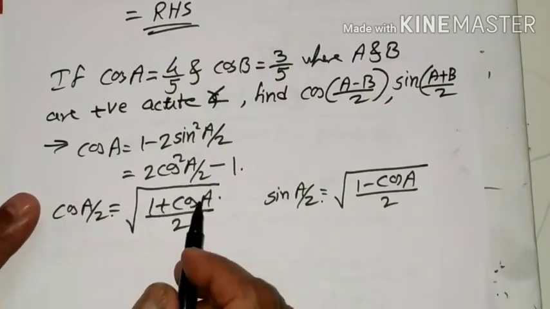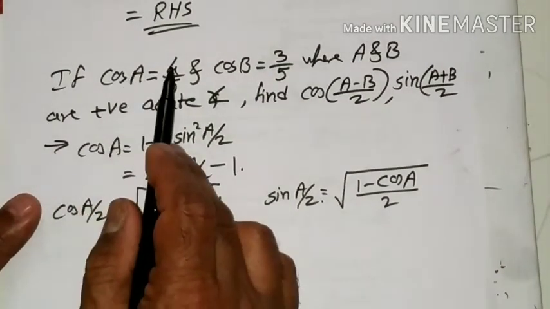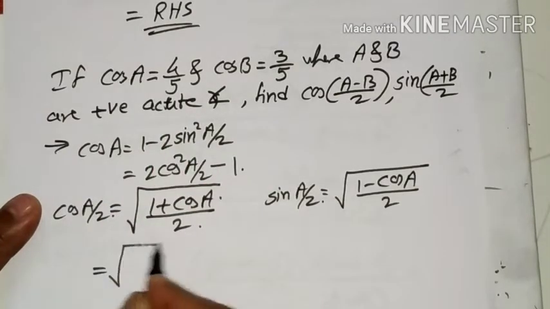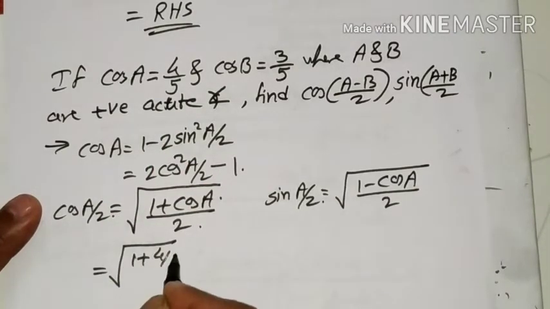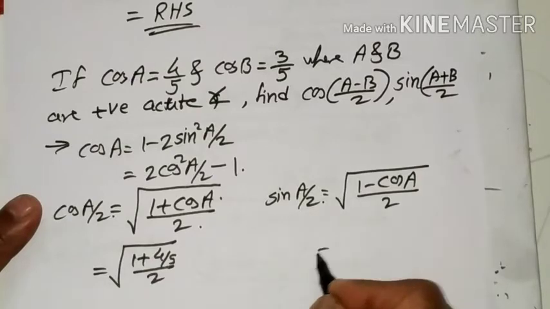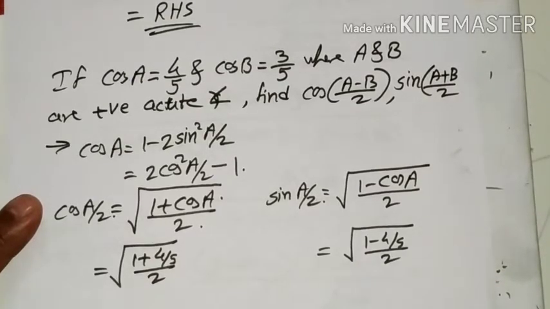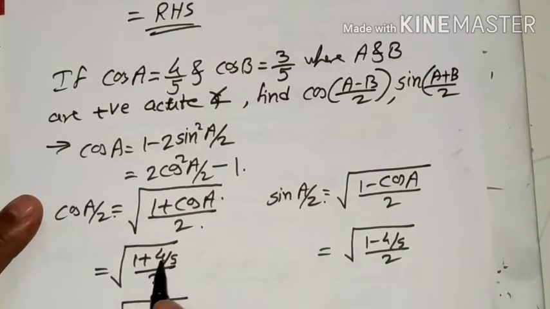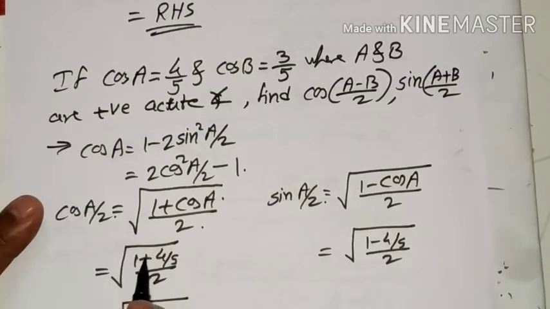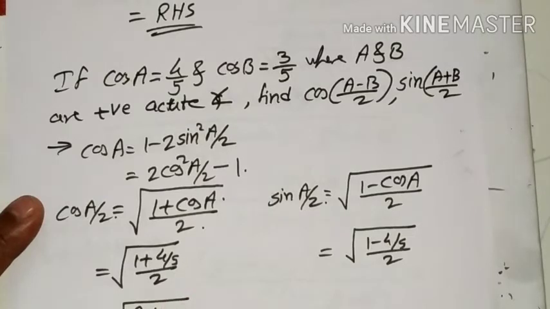Substitute the value of cos A. Cos A is 4/5. Root of (1 plus 4/5) divided by 2. Root of (1 minus 4/5) divided by 2. Root of (5 plus 4), LCM is 5, 5 plus 4 is 9, 9 divided by 10.